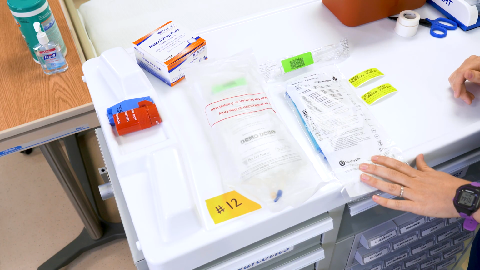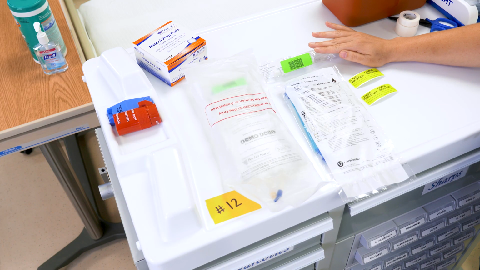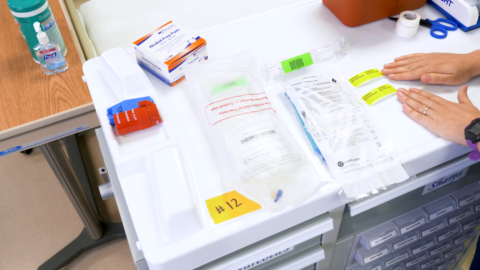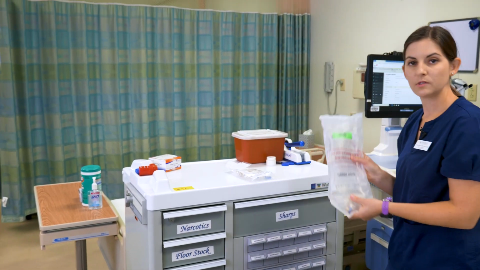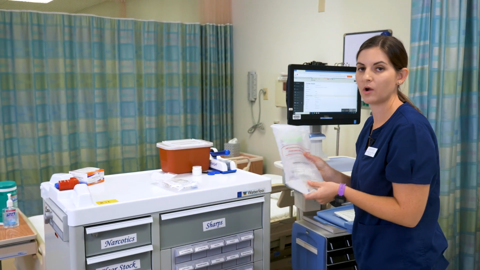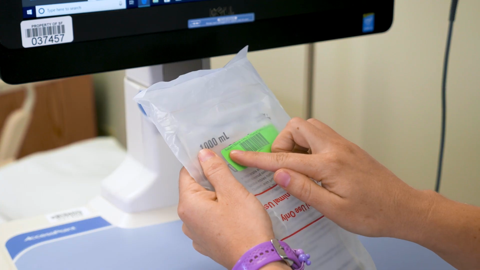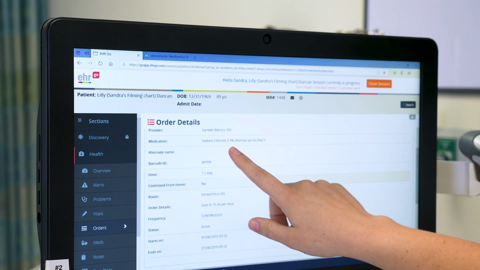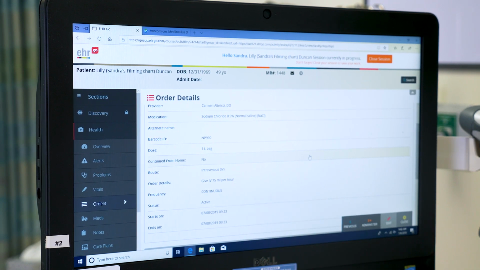I have my primary tubing set. I have my normal saline flush in order to check patency of her peripheral IV, and then I have my labels for when the bag and the tubing needs to be changed. I'm going to double check my medication or my fluid against my MAR one more time, make sure I have the right drug or fluid. I have my normal saline, and my ordered medication or solution is normal saline, sodium chloride, and I'm going to be giving it IV at 75 mL per hour.